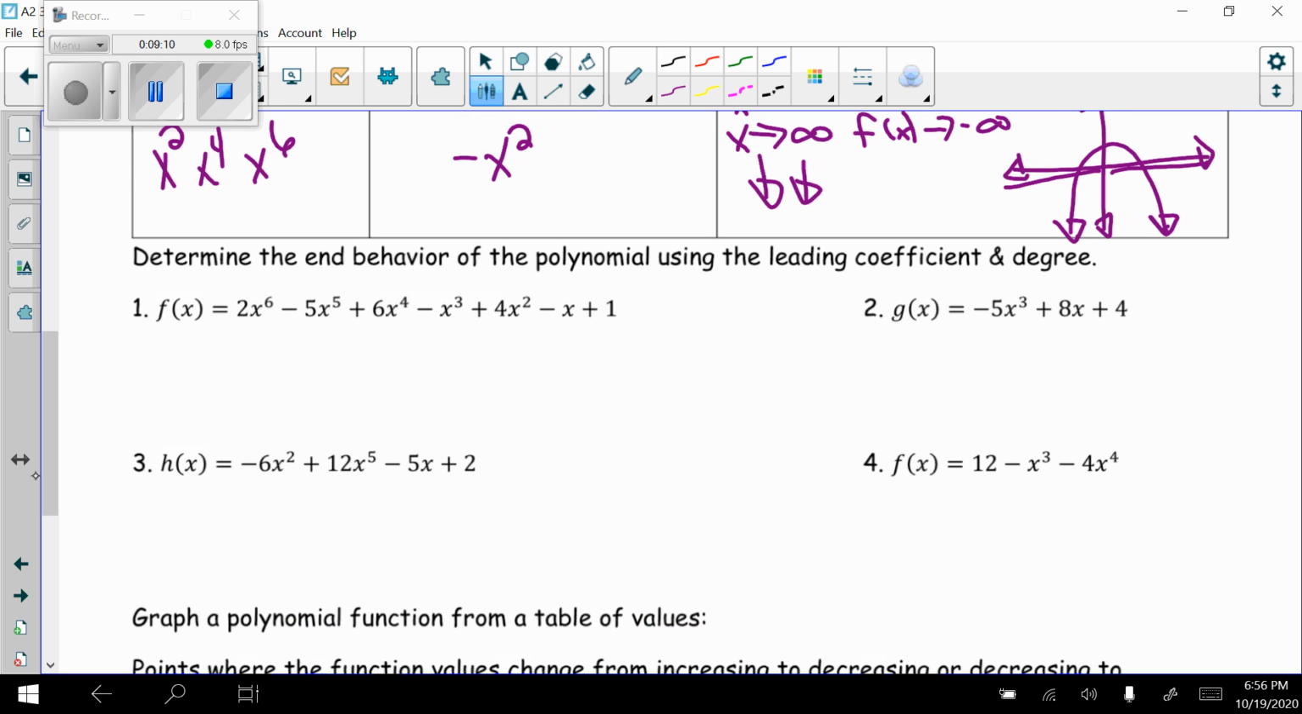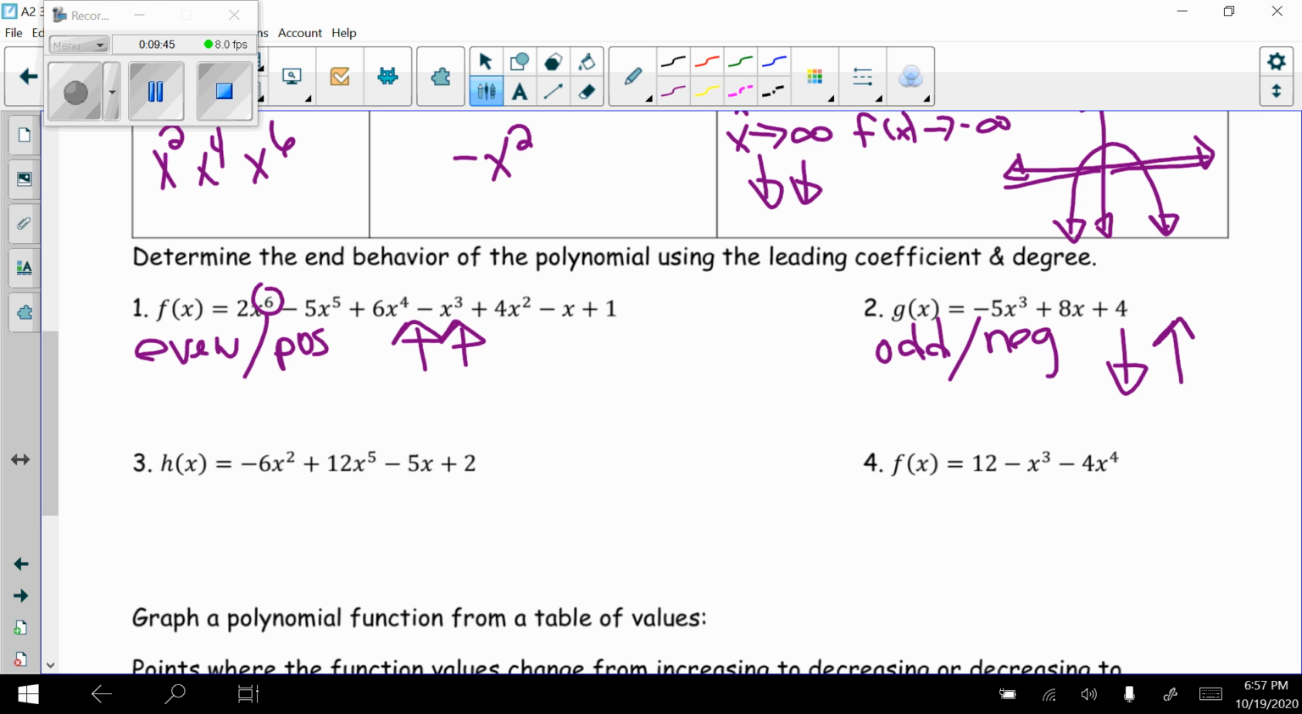All right, so we're going to determine the end behavior of the polynomial using the leading coefficient and the degree. Okay? So number one, this is the polynomial that they gave to me. So we want to look at what is the highest degree. The highest exponent is a 6, so that's even. My leading coefficient is positive 2, so even and positive. My end behavior is up and up. Number two, my highest degree is 3, so that's an odd number. My leading coefficient is negative 5, so negative.